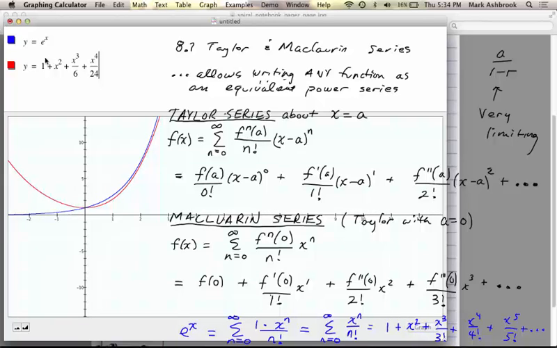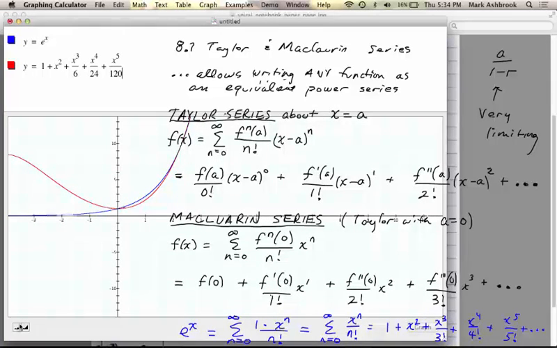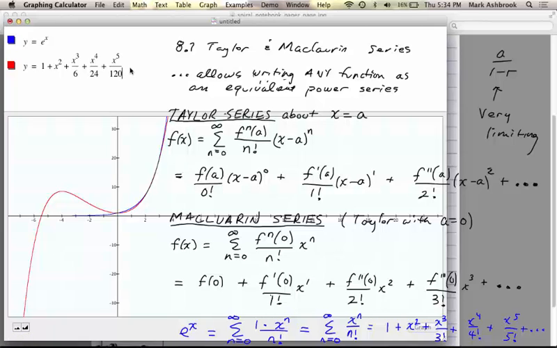See what's happening. Plus x to the 5th over 5 factorial. What's 5 factorial? 120. So what's happening? Zoom out. Let's do one more. x to the 6th over, I'll just use factorial.